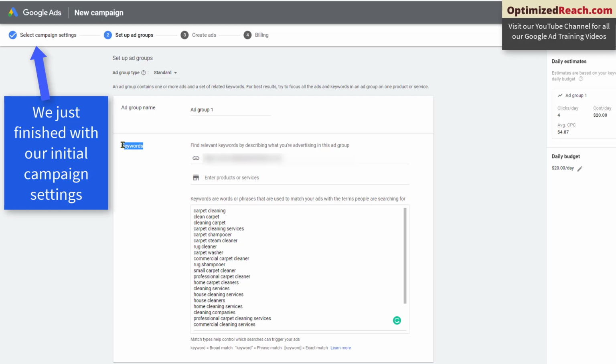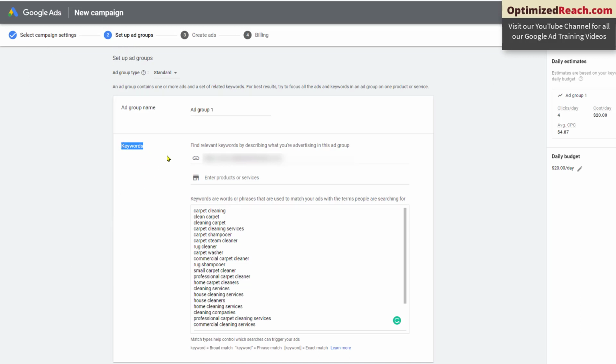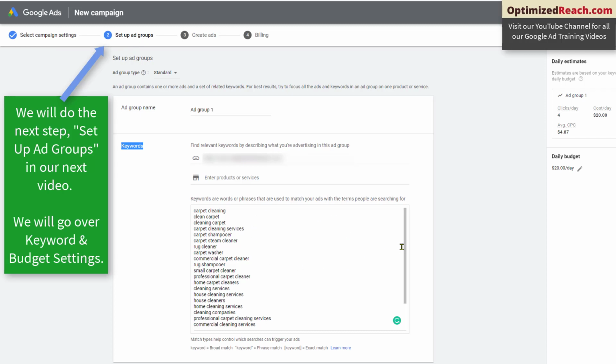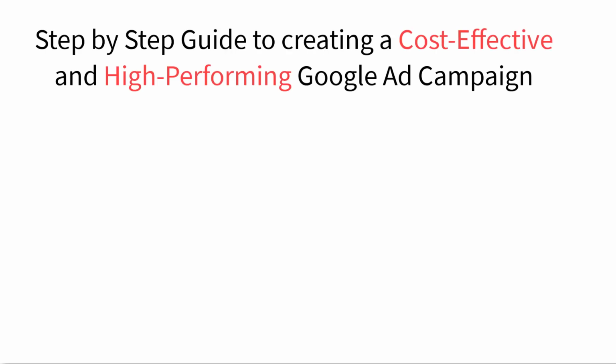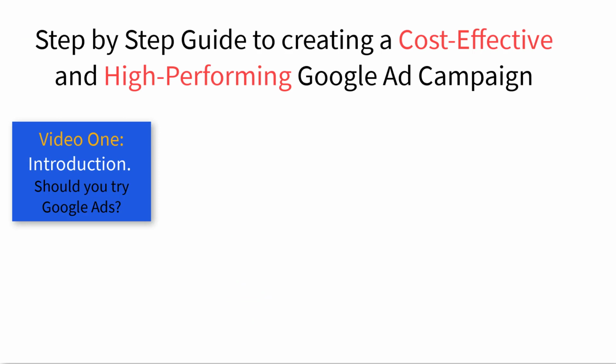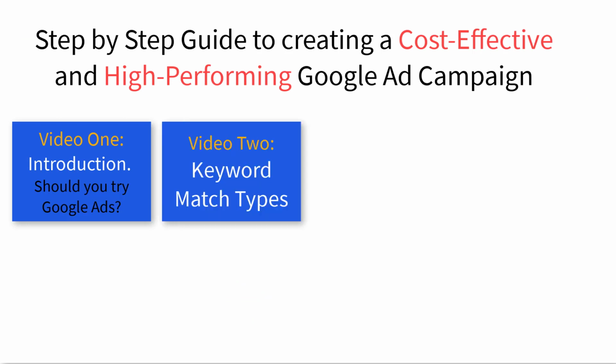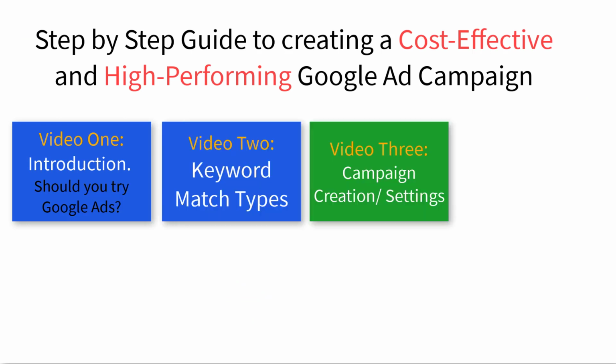As I said at the start, this is just part of our video series on creating a Google ad campaign from scratch. In our next video, we'll continue to create this Google ad. We'll set up our ad groups and go over keyword and budget settings. As you'll soon find out, there are a lot of parts to creating a successful Google ad campaign.